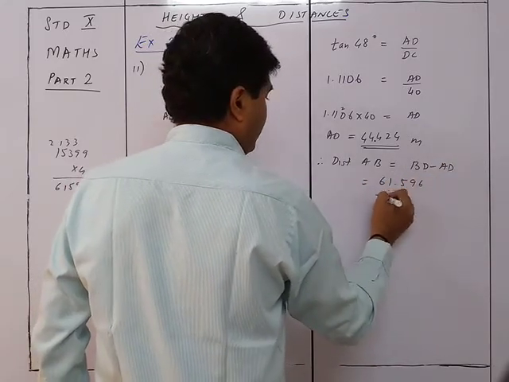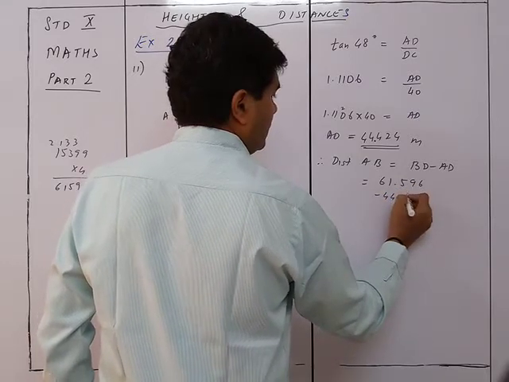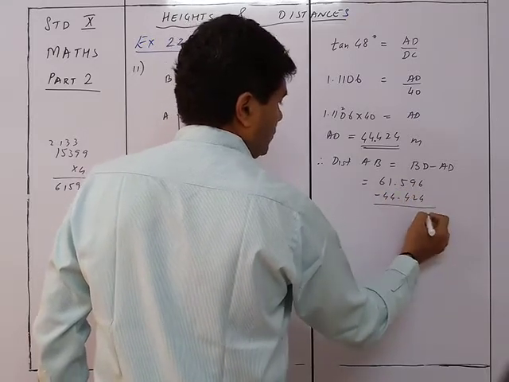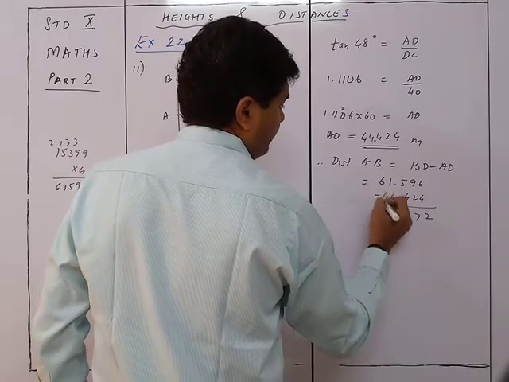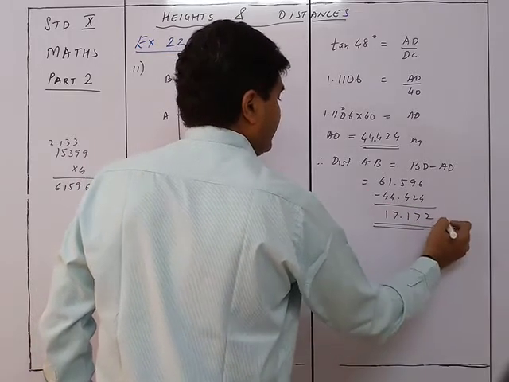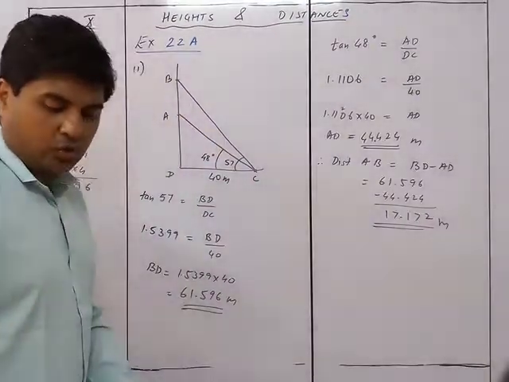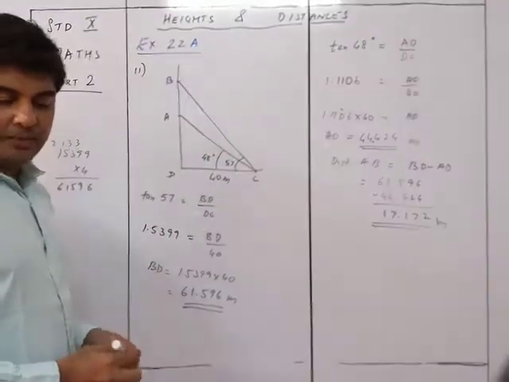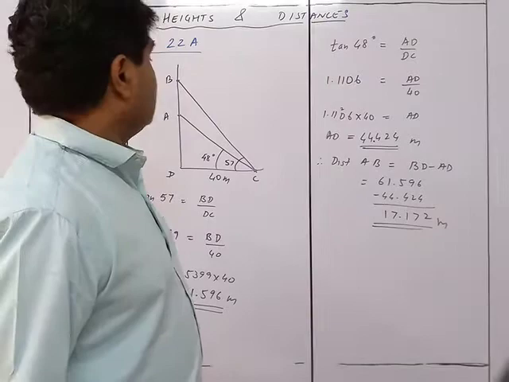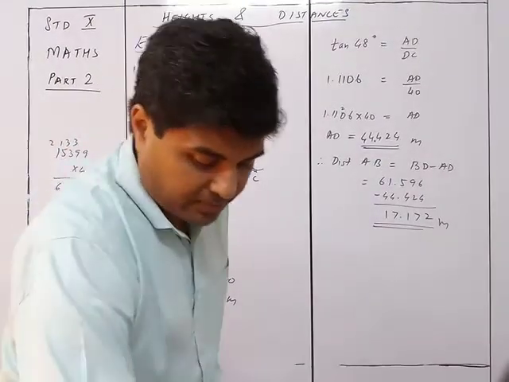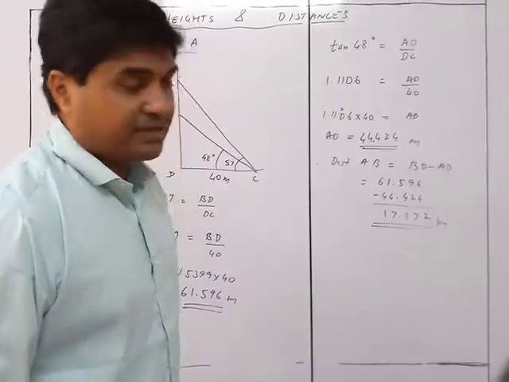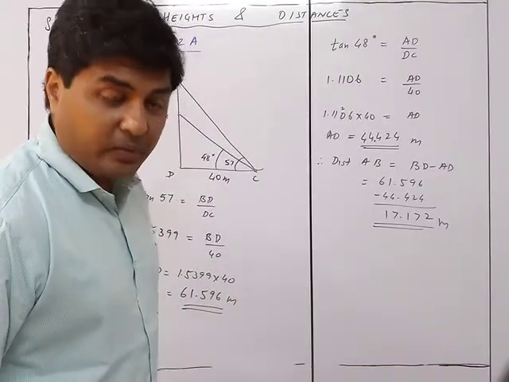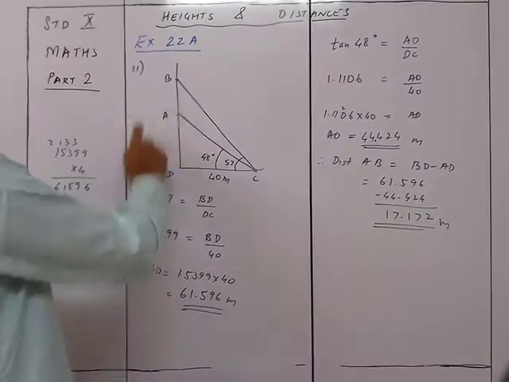Therefore, distance AB is equal to BD minus AD, which is 61.596 minus 44.424. That will be 17.172 meters, the value for answer number 11. So sum number 11, the answer will be 17.17 meters. That is the distance between the climbers A and B.